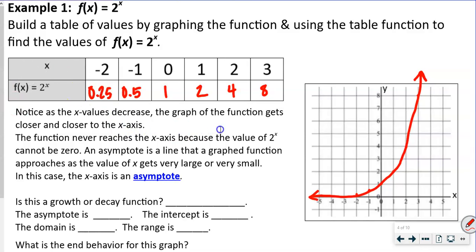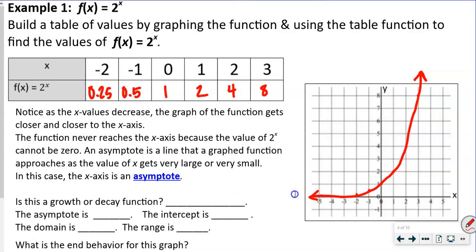Now notice that as the x values decrease, as we go left on this graph, the function gets closer and closer to the x-axis. The function never reaches the x-axis because the values of 2 to the x power cannot be 0. When we approach this line, we call that line an asymptote, because the graph of the function approaches it, and the values get really small for f of x, but they never actually get to 0. So in this case, we call the x-axis an asymptote.